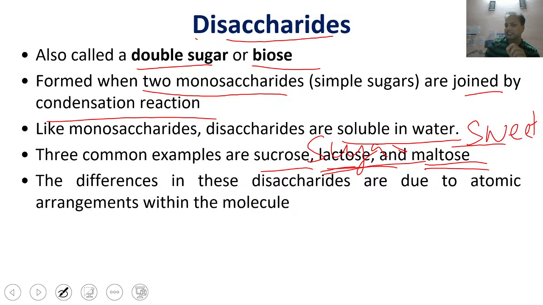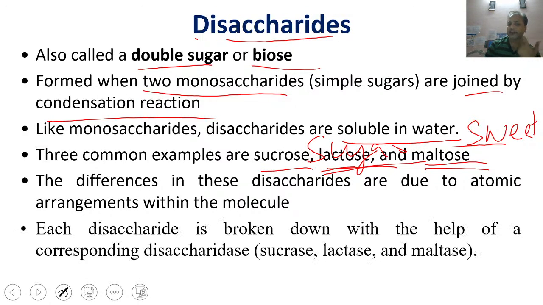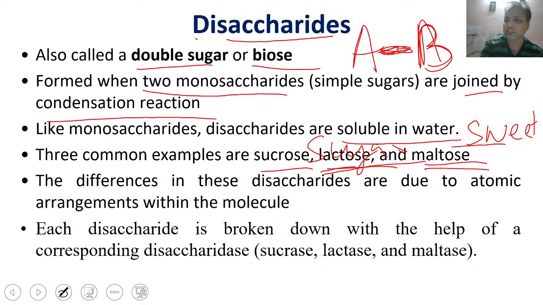The differences in the disaccharides are due to their orientation, their arrangements. Whenever we eat, my food contains polysaccharides also, disaccharides also. We have two monosaccharides, like monosaccharide A and monosaccharide B. These two monosaccharides are joined with a specific bond. If I degrade this bond, ultimately the two monosaccharides will be separated out. A will be separated out, B will be separated out.